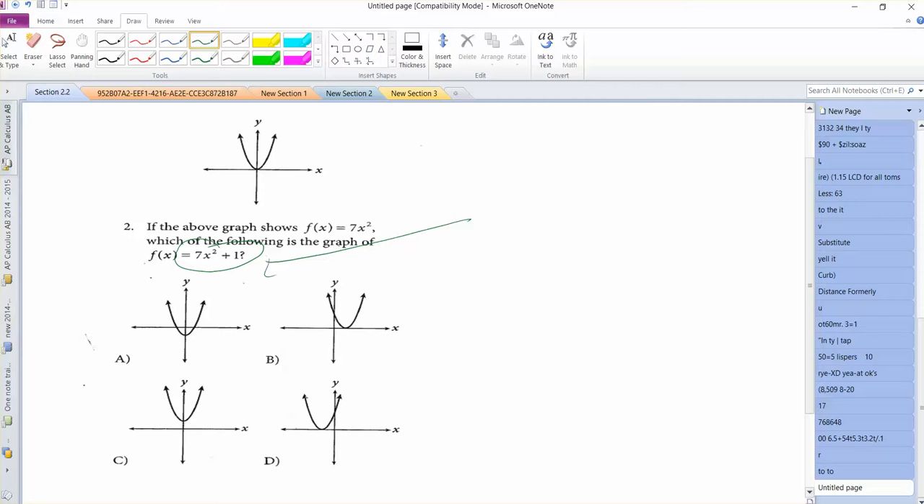So that's just going to shift 1 up. Hopefully you know that. That's because you're adding 1 to the function. So that's why we're going to have C as the answer for number 2. So that's a pretty basic one.